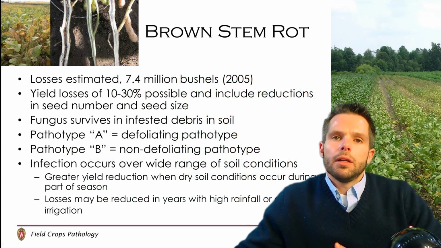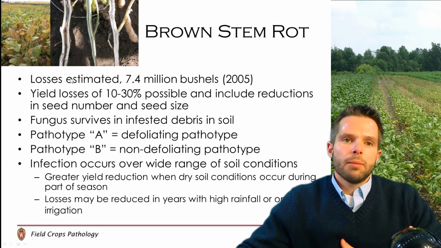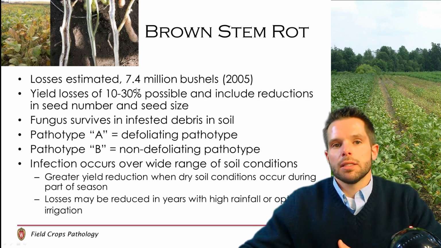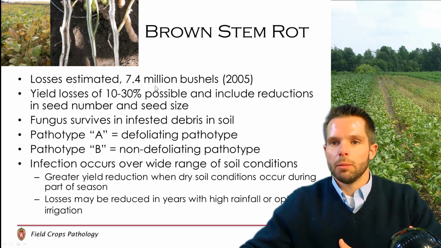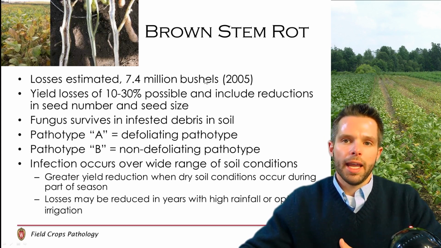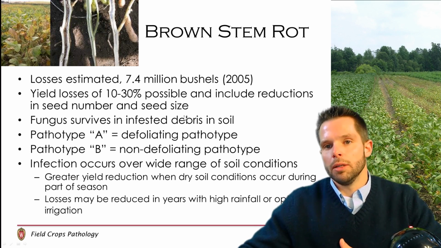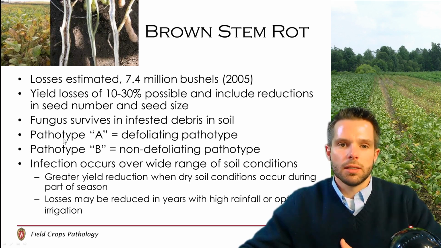Another above-ground disease of soybean that we see is brown stem rot. Brown stem rot is, again, not going to be a problem in every year, but can be a problem in certain fields that are at risk and can be localized in some cases in certain fields. Losses from this particular disease were estimated to be 7.4 million bushels in 2005, and so it can be pretty significant in some years. Yield losses can range from 10 to 30% in affected fields, and the fungus survives in old soybean debris in the field, and so longer rotations can be helpful here with managing this disease.